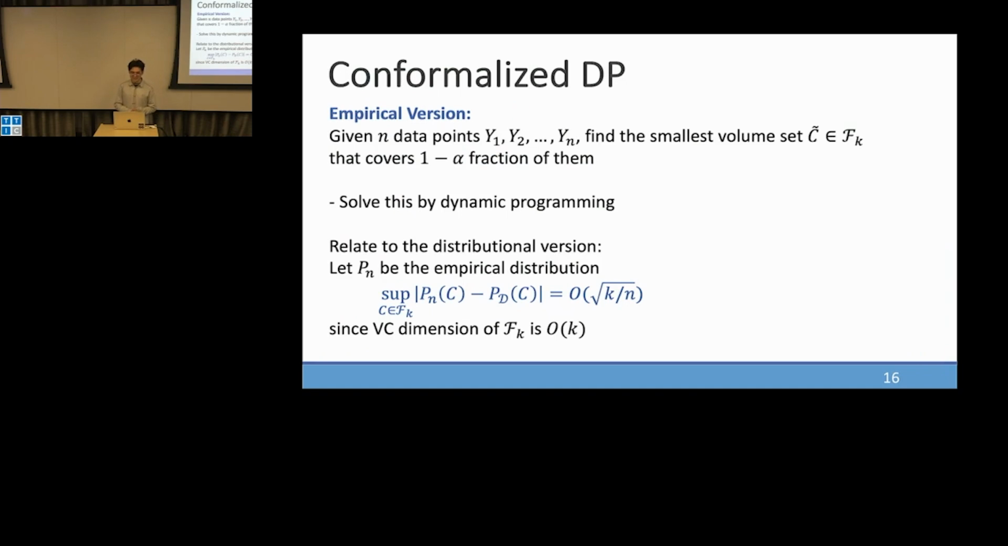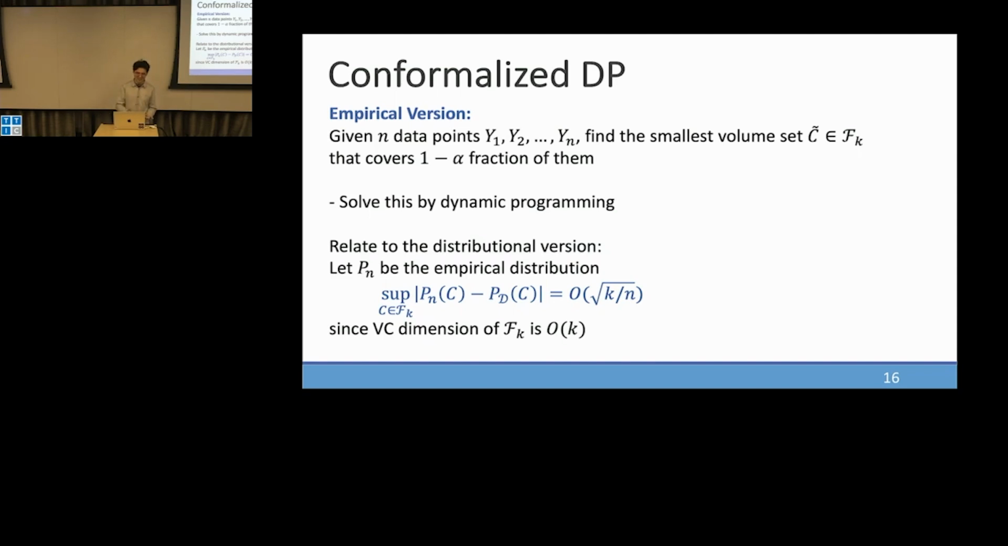So how we do this is we can first forget about the distribution setting and focus on the empirical version of the task. The empirical version is you're just given n data points, y1 to yn, and we try to find the smallest volume set in the family that covers (1 minus alpha) times n of those points. And this task, we can easily solve with dynamic programming because it is on a single dimensional space. So we can enumerate the last interval and the endpoint before that. And now we know how to solve the empirical version.